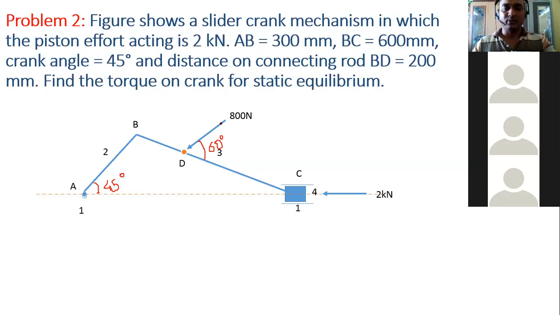So here one more force is given, 800 Newton, which is applied at 60 degree with connecting rod at point D, which is 200 away from the point B. So one more force is there in the picture. So you can see now there are these forces, 2 kilonewton piston effort. And on this point, one more force is there, 800 Newton.